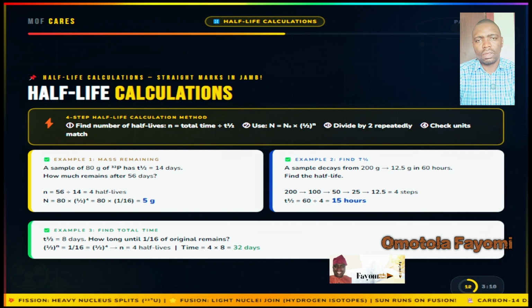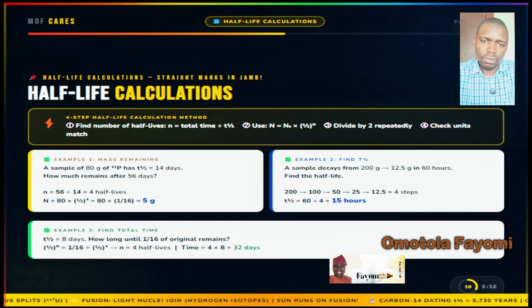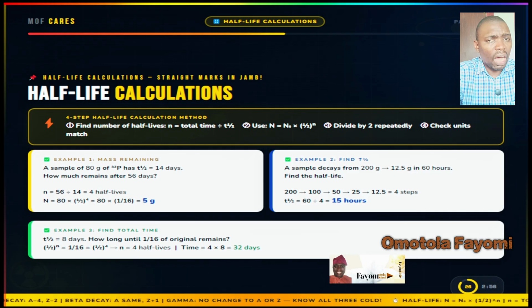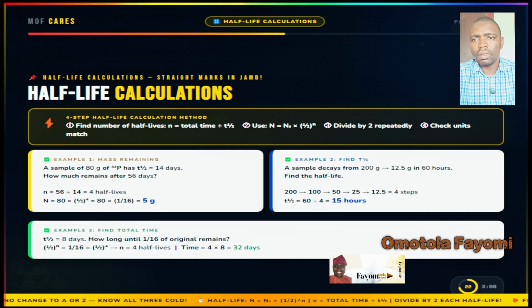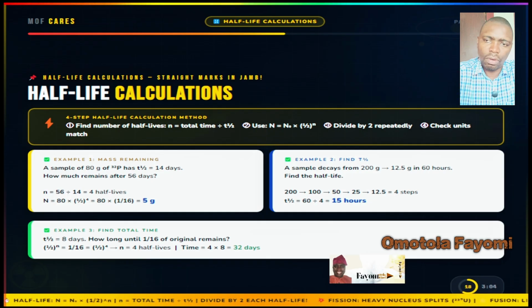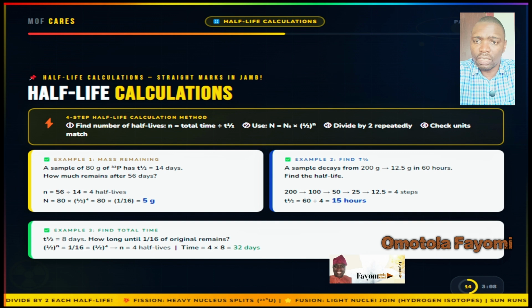Now the third example, finding total time. T half equals 8 days. How long until only 1 over 16 of the original remains? So half raised to power n equals 1 over 16, and equals half raised to power 4. So n equals 4. The total time equals 4 times 8 equals 32 days.